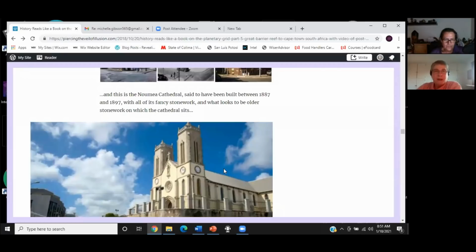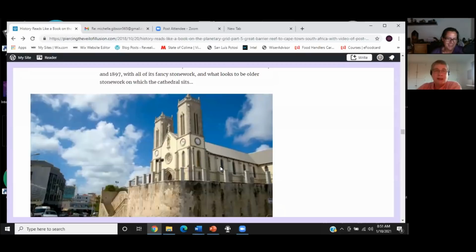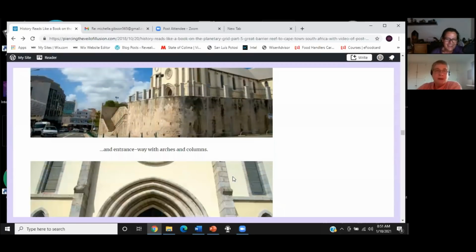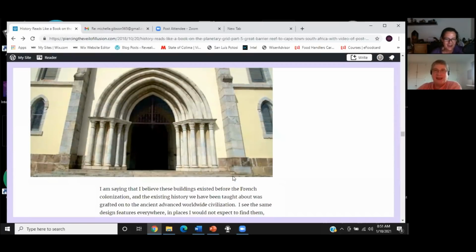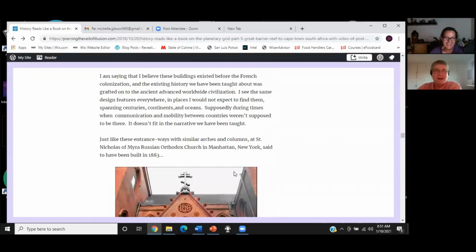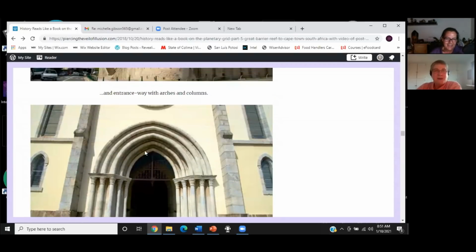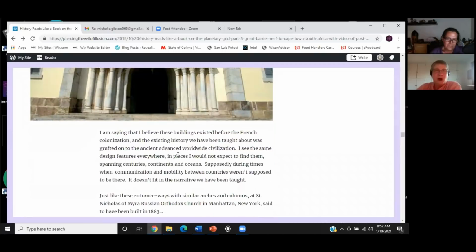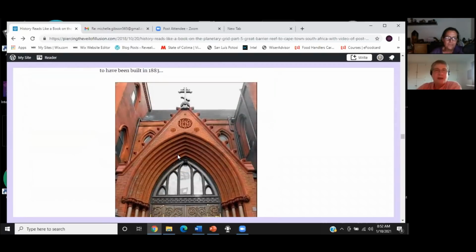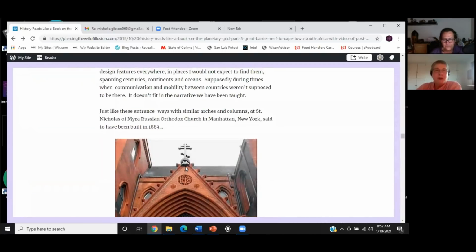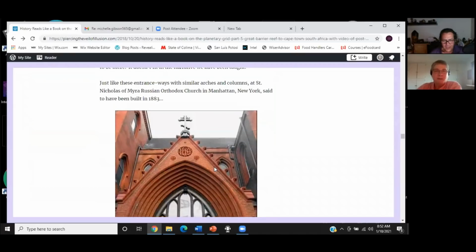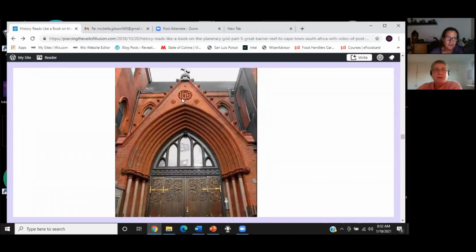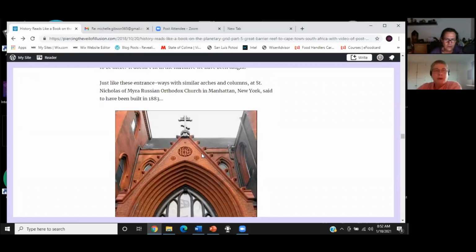And then the Noumea Cathedral, built between 1887 and 1897, on Noumea, which is a tiny little island in the Pacific. So there's that type of entranceway with arches and columns, and you find the same thing in the Russian Orthodox Church in Manhattan. They look like speakers to me. I call them speaker doors.